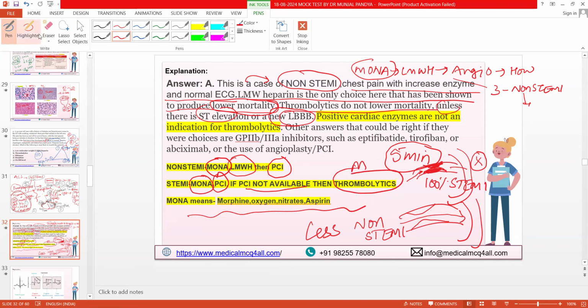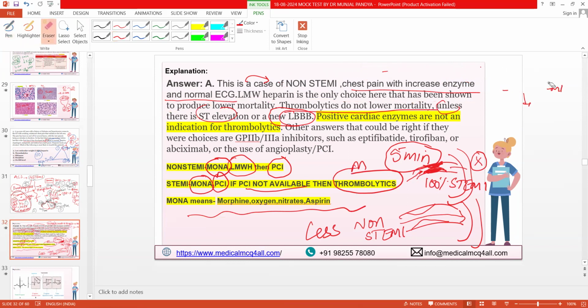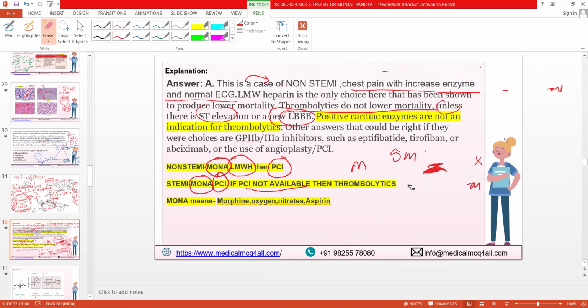There are hundreds of questions related with this, right? But this is the absolutely basic thing which you should know.